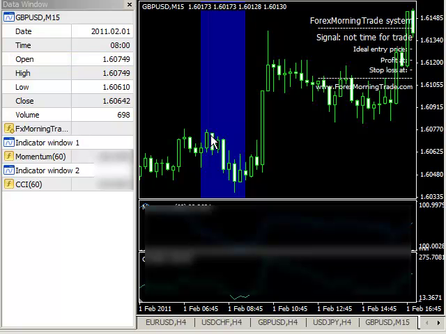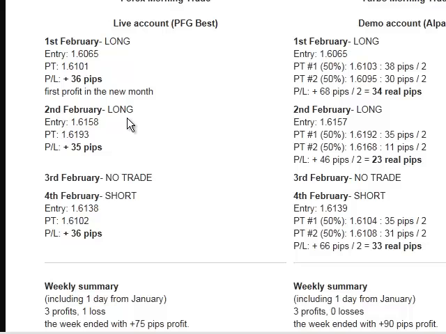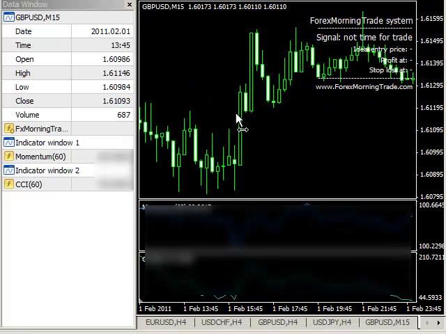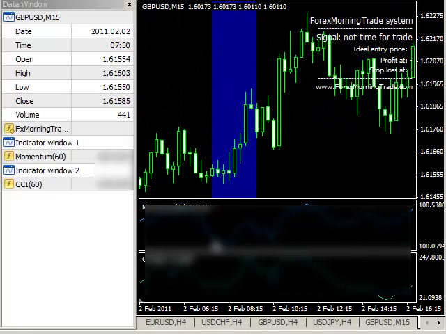So it went up a little bit, didn't hit the target. Went down a little bit, it didn't hit the 40 pip stop loss that we use. But then it just shot straight up all the way to 1.61, so that's where we got our profit. So let's go to 2nd of February, another long trade. 1.6158 was the entry.